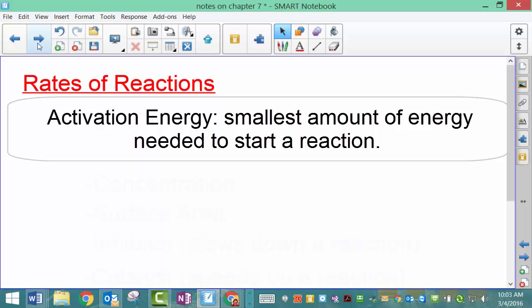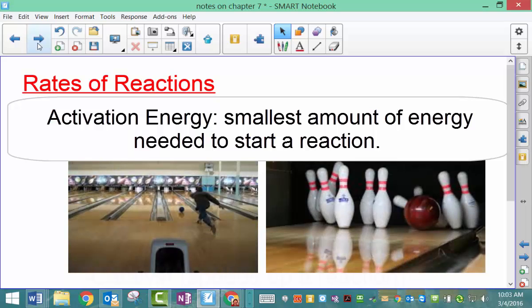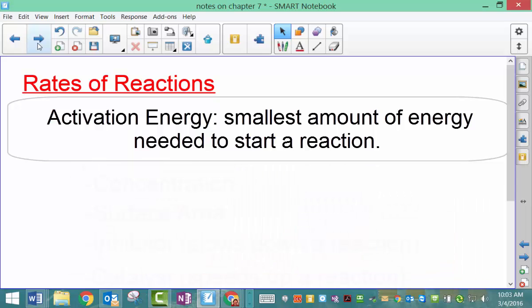For example, if you have a bowling ball and you can roll it down the alley, the bowler must first put some energy in to start the ball rolling. A chemical reaction is the same. You need to give it a kick start, like a kick in the pants, I always say.